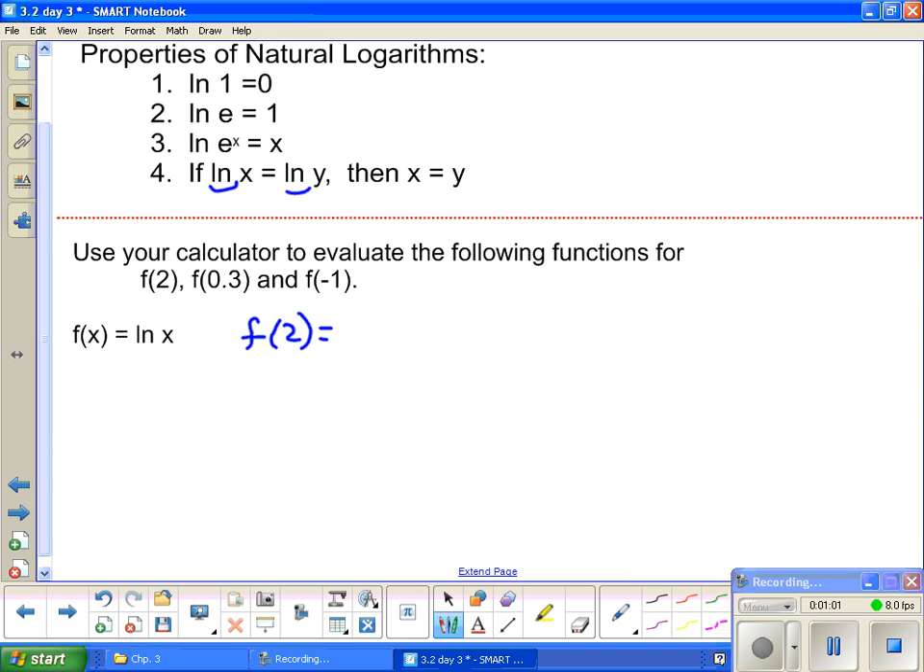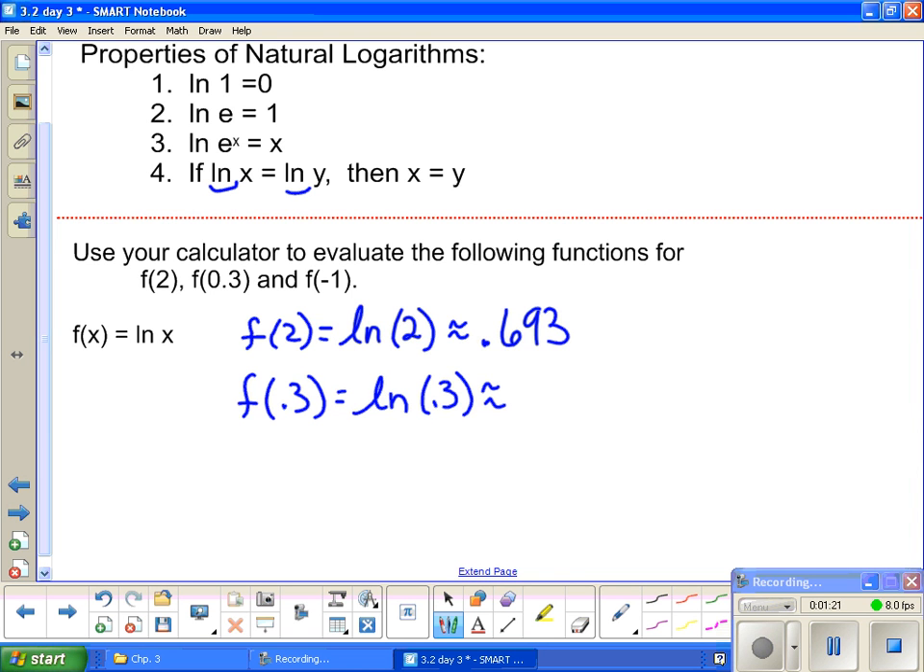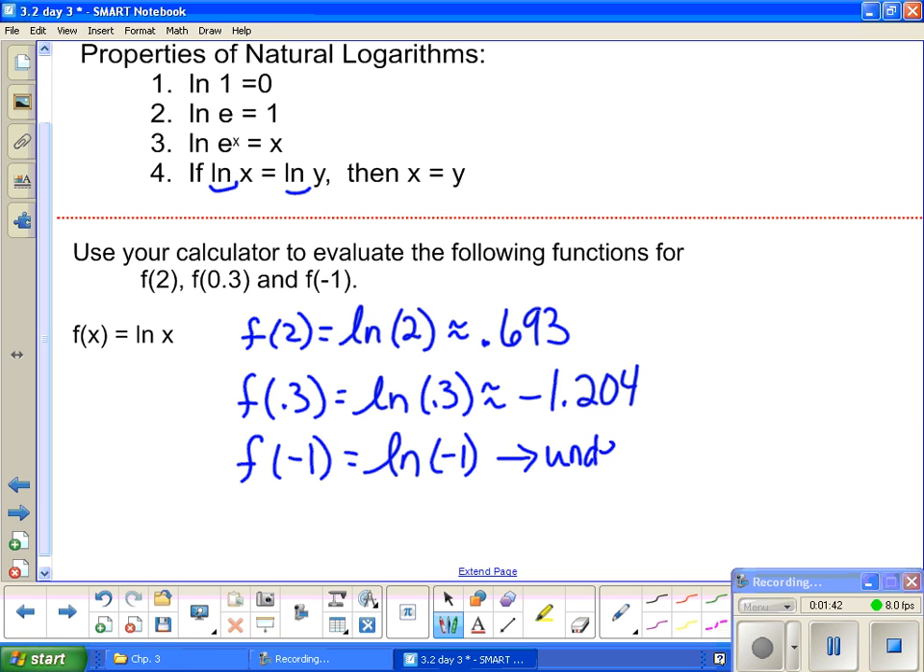f of 2 equals the natural log of 2. You substitute, you put that into your calculator, and you'll get approximately 0.693. If I put f of 0.3 into my calculator, we're going to get approximately negative 1.204. If I put f of negative 1 into my calculator, I'm going to get either a domain error or a syntax error or some kind of error because I cannot take the log of a negative number. It's undefined.